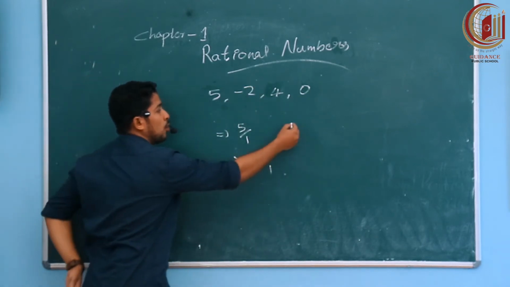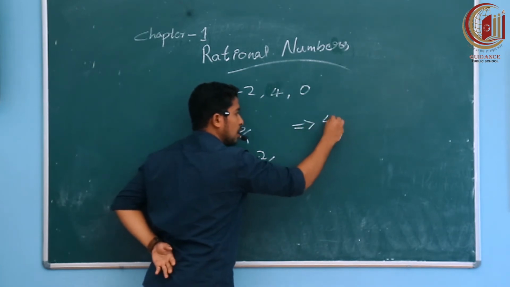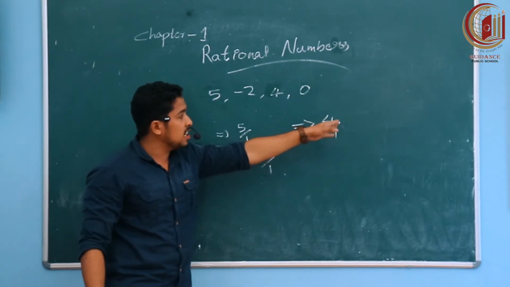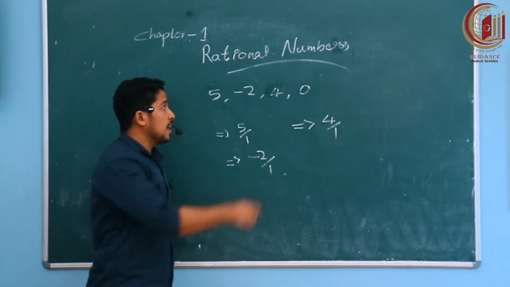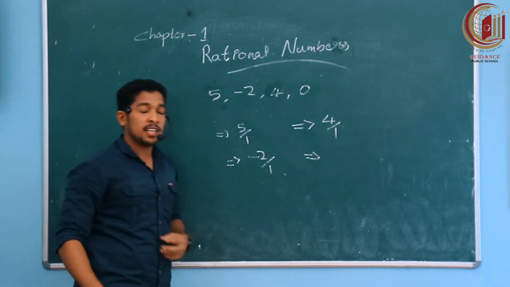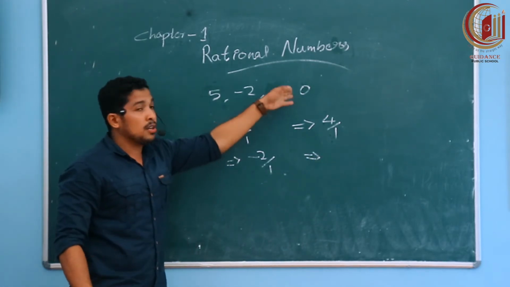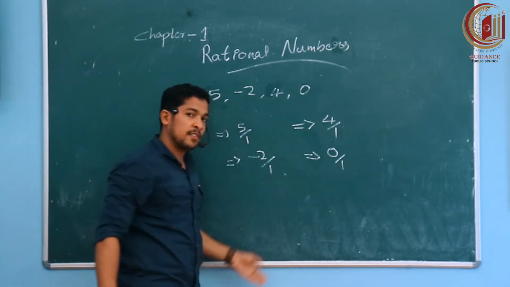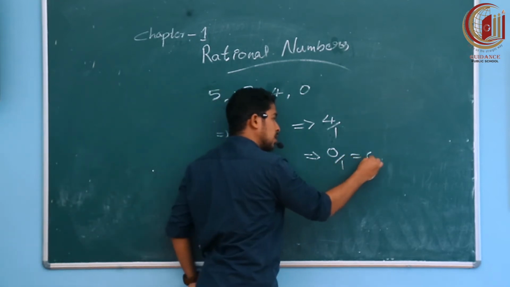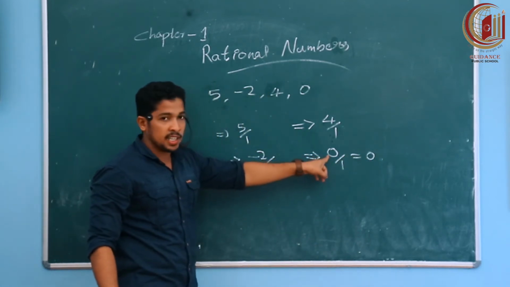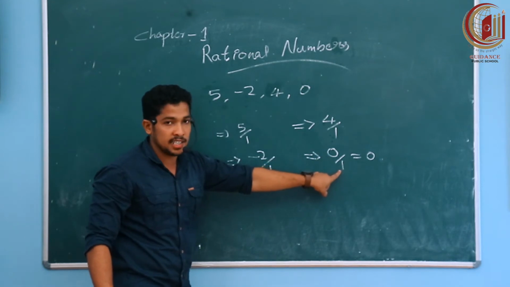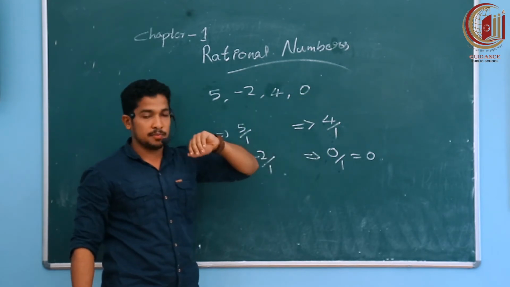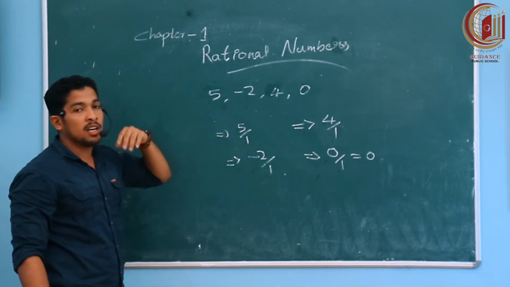Then the next number, 4. 4 can be expressed in the form of p by q. 4 is an integer and 1 is an integer and 1 is not equal to 0. 0, is it an integer or a rational number? 0 can be expressed in the form of 0 by 1. What is the value of 0 by 1? It is 0. Then 0 is an integer and 1 is another integer. Then 0 is included in the rational number system. Okay, these types of numbers are called rational numbers.